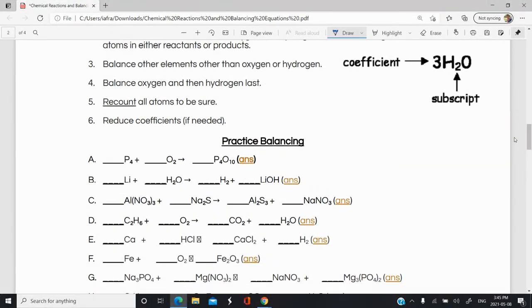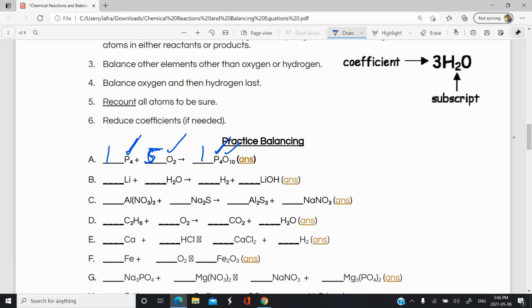So let's go ahead and try P4 and O2 react to produce P4O10. So we want to have the same number of atoms on both sides. My P's look good, but my O's don't look good. I have 10 on the right and 2 on the left, so I can simply put a 5 over here, and that will give me 10 O's, because 5 times 2 is 10, and my P4s are good. So now everything is balanced. 4 P's, 10 O's, 4 P's, 10 O's. Same on both sides.